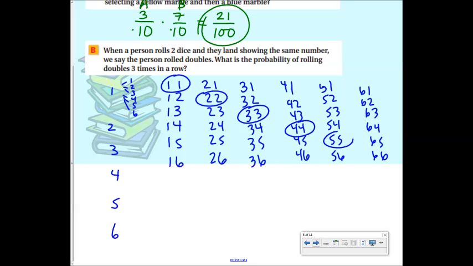Okay, so what is the probability then of rolling doubles? 6 out of all of them. 6 out of all of those, which, how many lists do I have? How many are in each list? 6, so altogether we have 6 out of 36, which I'm going to reduce because that'll make our lives easier. So divide both by 6, what do you get? 1 out of 6. So the probability of doing it once is 1 out of 6.